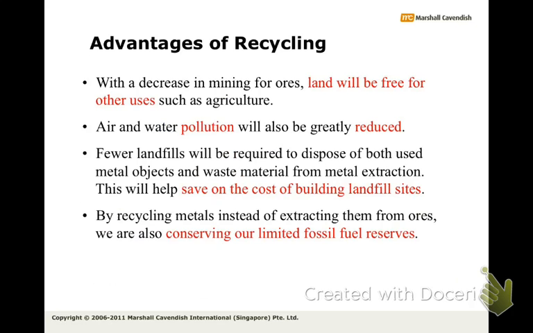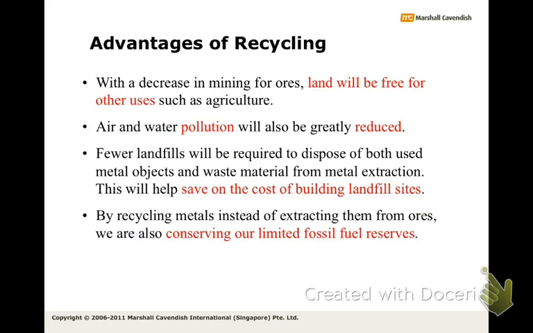Air and water pollution will also be greatly reduced, because when you mine for all these things, you need to clear the land, and you are burning a lot of fossil fuel, and you are polluting the water because you are disposing all the waste and stuff like that.